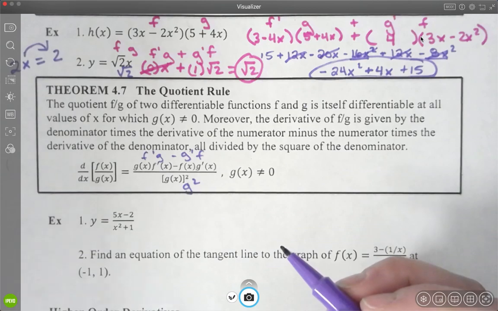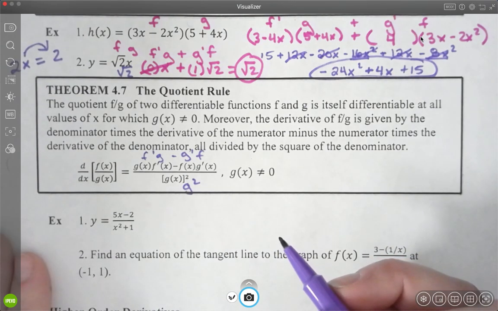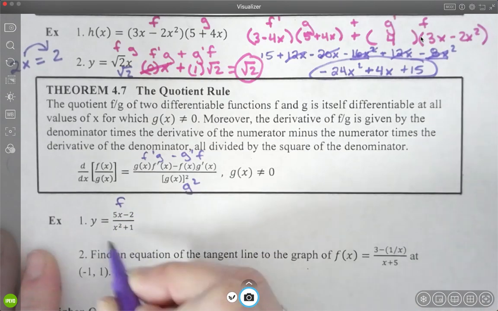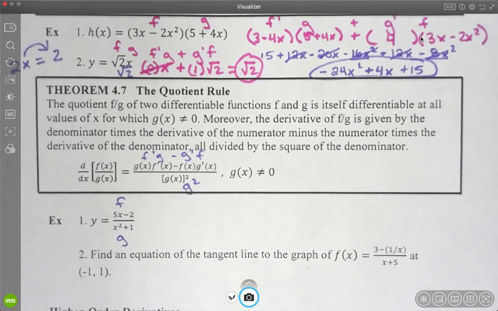On number 1, what is f? The top. G is always the bottom. Okay, that's how you decide. F is the top, G is the bottom, then you just go. These you cannot use the power rule on. Even if you wanted to, you couldn't FOIL like what we could have done above. These ones you have to use the quotient rule on. There's no ifs, ands, or buts about it.